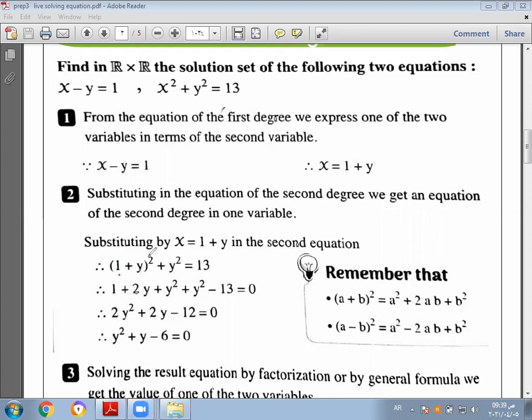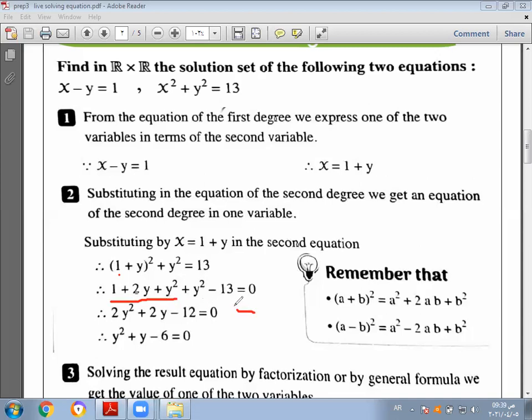So (1 plus y) all power 2 gives these three terms: 1 plus 2y plus y power 2. Plus y power 2 minus 13. We simplify it by adding the like terms. y power 2 plus y power 2 gives 2y power 2. And 2y, and 1 minus 13. We know that 1 minus 13 equals negative 12.